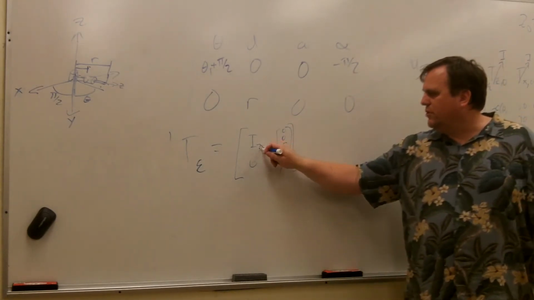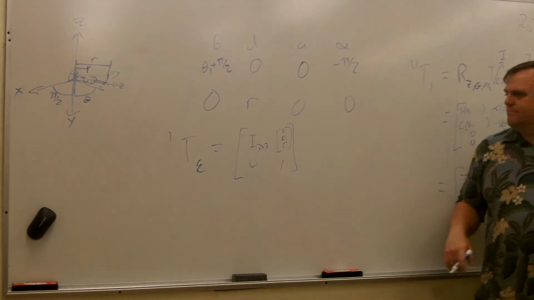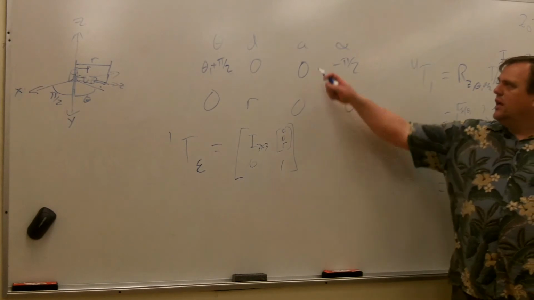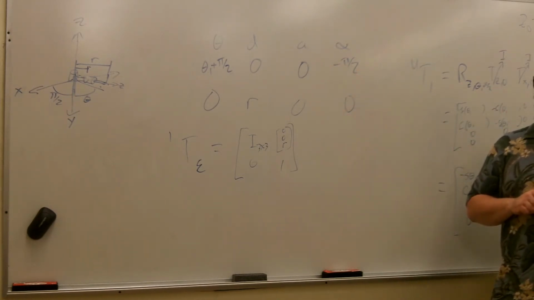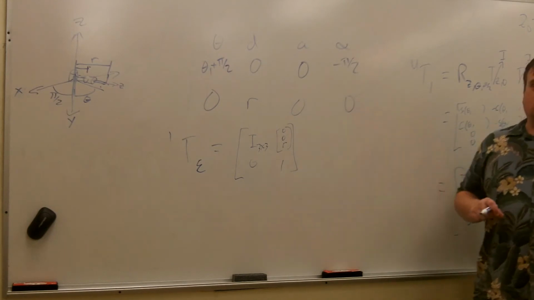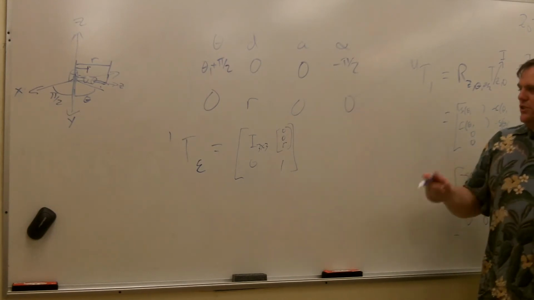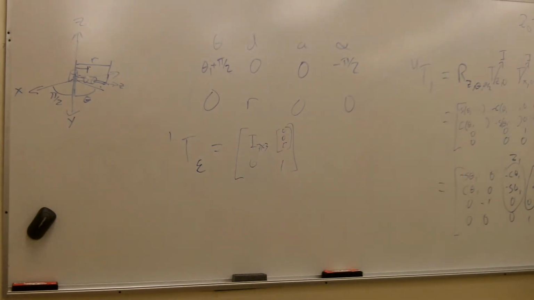And this is a 3 by 3 identity matrix. Okay? How about a translation in the X direction of 0? It's an identity matrix, so it doesn't change anything. How about a rotation about X of 0? It's an identity matrix, doesn't change anything. So 1 to epsilon's right there. But I don't want 1 to epsilon, I want U to epsilon. So how do I get U to epsilon?